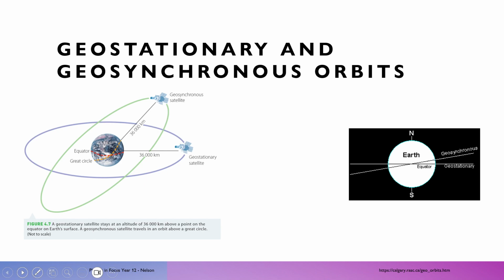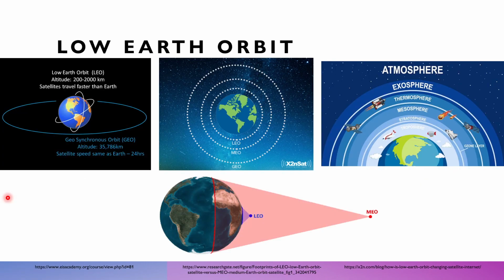For a geosynchronous satellite, it will still rotate at the same angular velocity of the Earth, but because it's following a path that is not perpendicular to the Earth's rotational axis, it will still cover different parts of the Earth at any given time. The other type of orbit that we'll look at is low Earth orbit, which is quite close to the Earth.